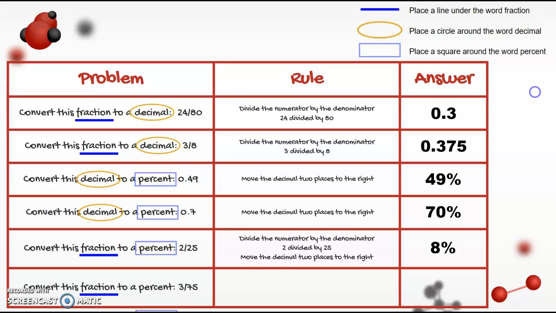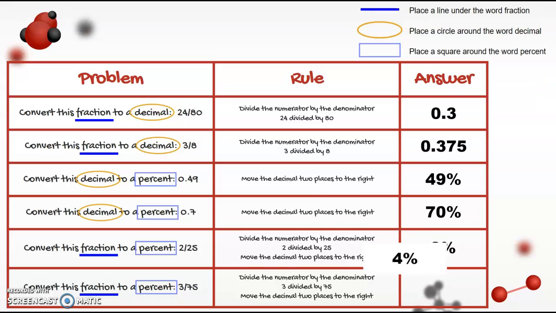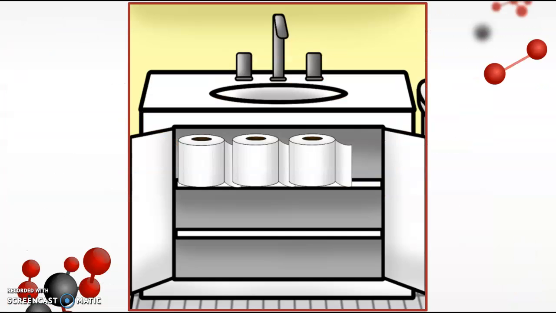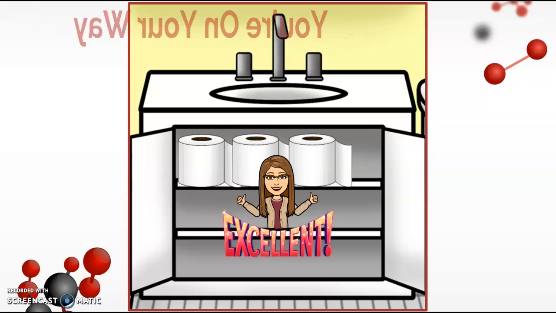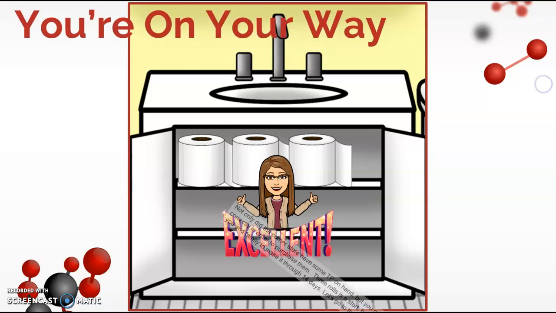So then I'm going to convert a fraction to a percent, 3 over 75. My rule, I need to divide the numerator by the denominator. 3 is divided by 75. That gives me a decimal. I'm going to move that decimal 2 places to the right, and that's going to give me 4%. So you are now done with this slide. Woohoo! We got some toilet paper. Excellent. So we're on our way.